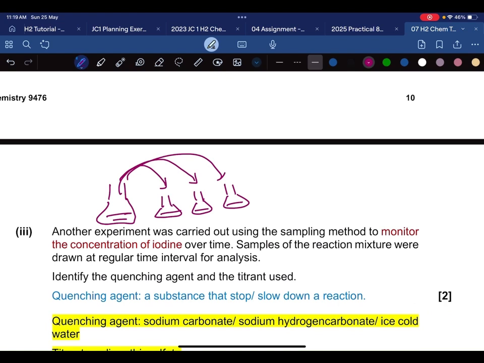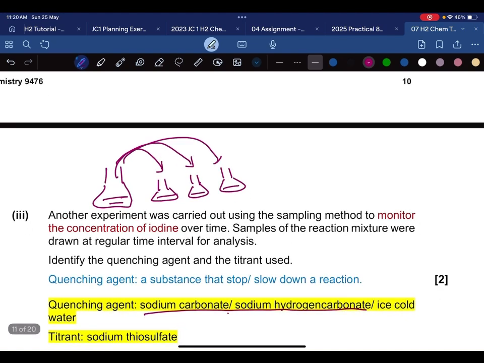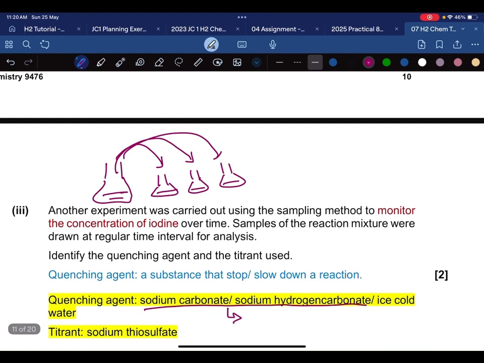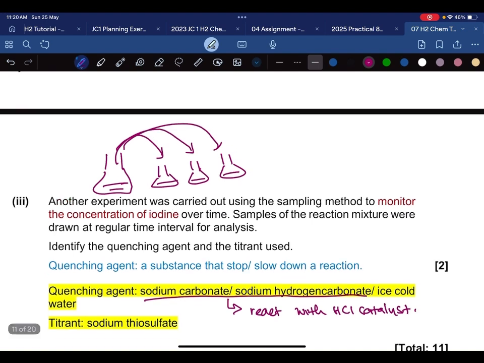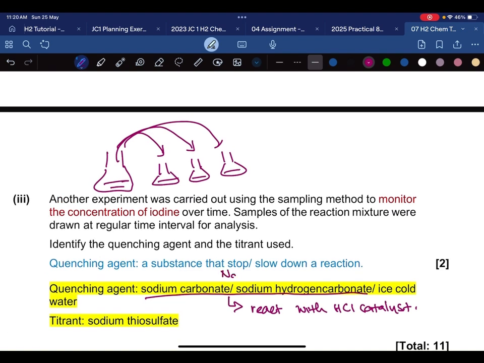You can use chemicals that will react away the catalyst. These are the two that you can use, sodium carbonate and sodium hydrogen carbonate, to react with HCl, which is our catalyst. I will not recommend the use of sodium hydroxide. Try not to use this.